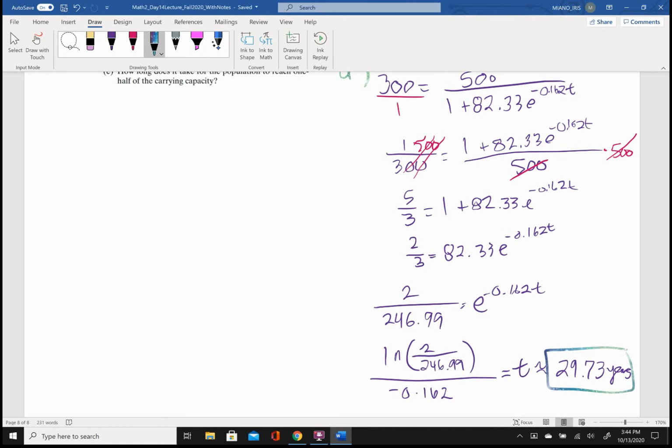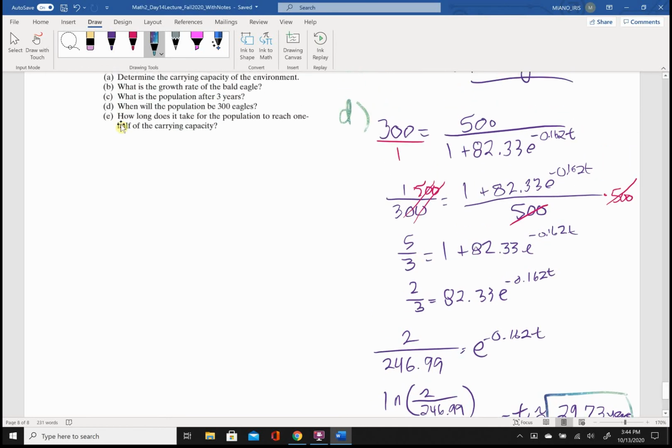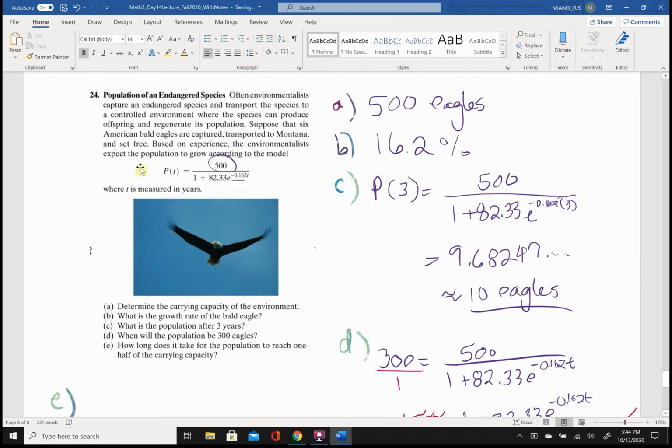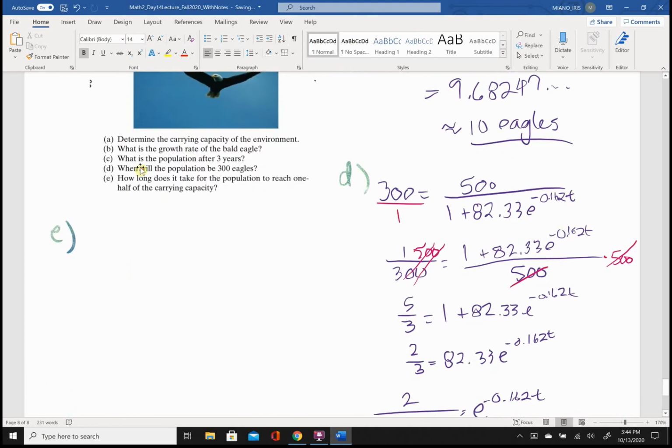Okay, last part of the last question. We're almost done, guys. Thank you for your attention so very much. We want to ask, how long does it take for the population to reach 1/2 of the carrying capacity? Well, the carrying capacity was how much again? It was 500. So half of the carrying capacity would be 250.